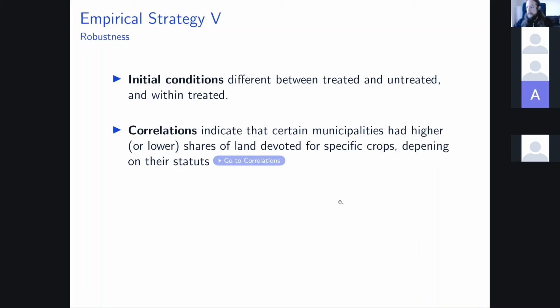And a few robustness checks as well, if we have time. Yeah, I think we have a few minutes. There may be different conditions between treated and untreated. The initial conditions may be different.